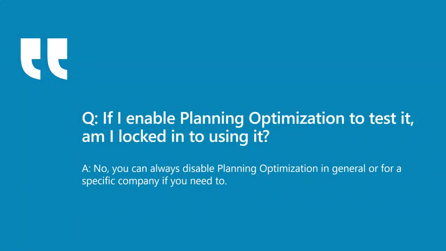Which leads to the next question. If I enable planning optimization so I can test it, does that mean I'm locked into using it? And the answer to this is no. You can always disable planning optimization for the entire environment or for a specific company if you need to. So installing the add-in to run testing does not lock you in to using planning optimization, but it will let you understand what your performance will be and whether it's possible for you to migrate to planning optimization.